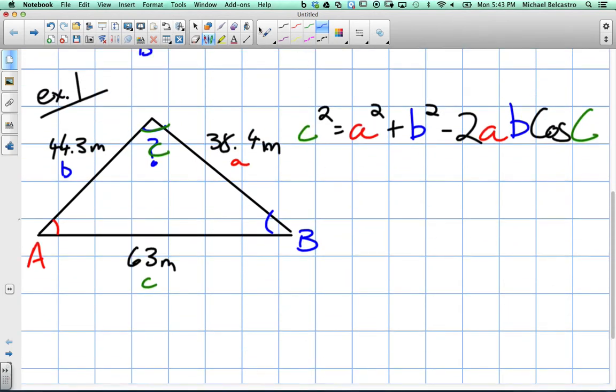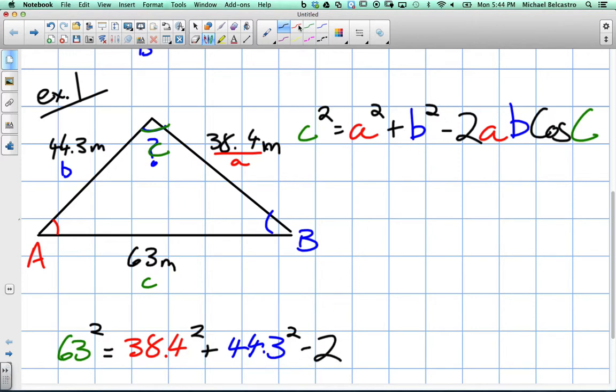Now we plug all of our info into the formula. You just label the triangle and plug it in. Side C is 63, so 63 squared is equal to side A, which is 38.4, and in our formula we square that. 44 was our side B, so we square that, because that's what we do in the formula. Subtract 2 times our A, 38.4, times our B, 44.3.